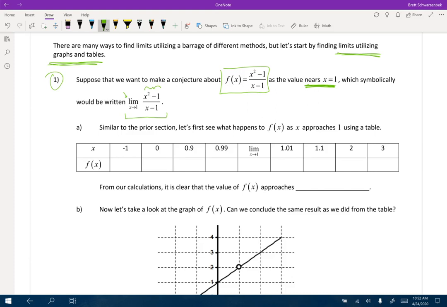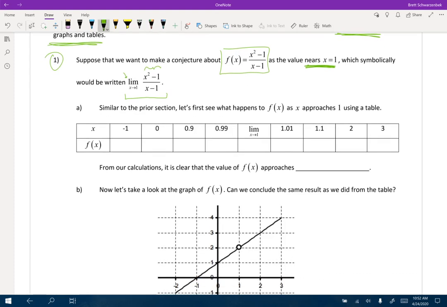Okay, we'll talk about algebraic methods later. For now, let's talk about the table, which is something similar to what we did in the last class. Same idea, but a little bit more involved. Okay, so let's see what happens as x approaches 1 using the table. Okay, so what does that mean? So we need to plug in our values of x into our function for each one of the values across the top here. So, for instance, let's look at the value negative 1.